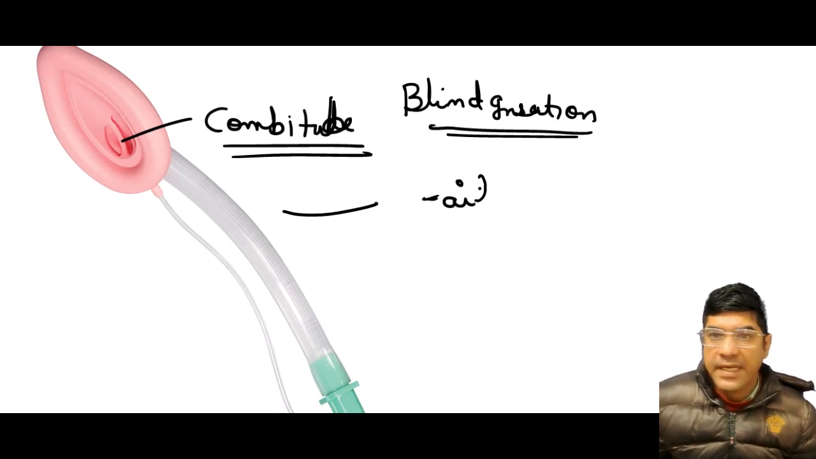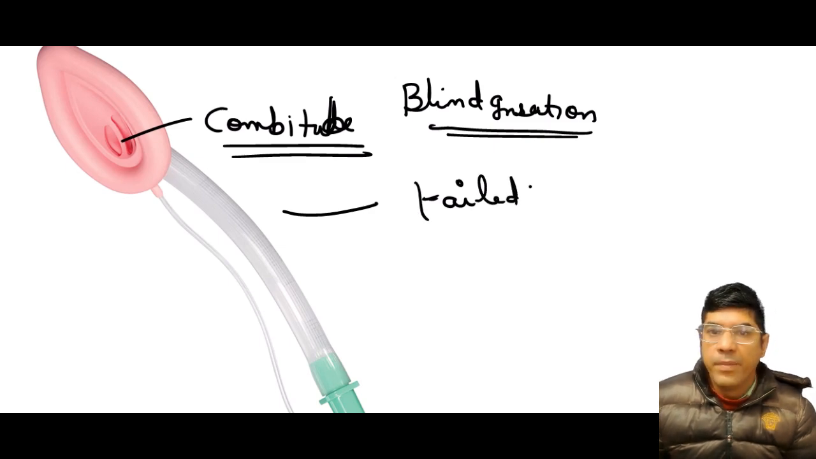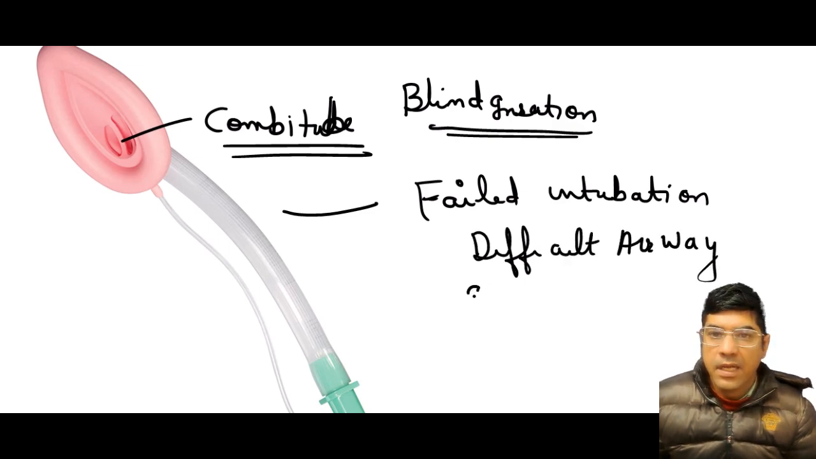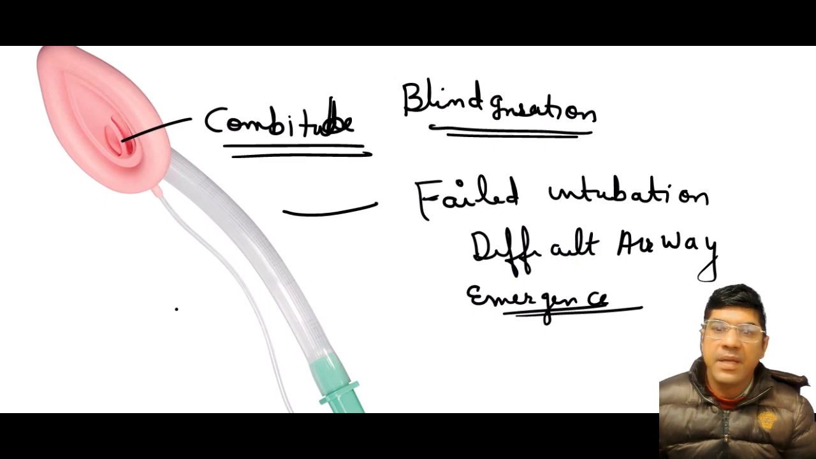So remember, it is indicated in case of failed intubation or difficult airway. The combi tube is utilized as a backup or rescue airway device when the traditional intubation methods are unsuccessful. Second, it is used in emergency situations, like cardiac arrest or other life-threatening scenarios where immediate airway management is critical.